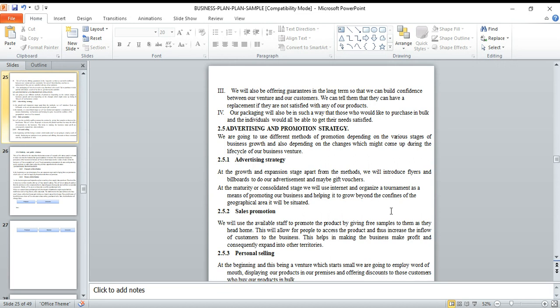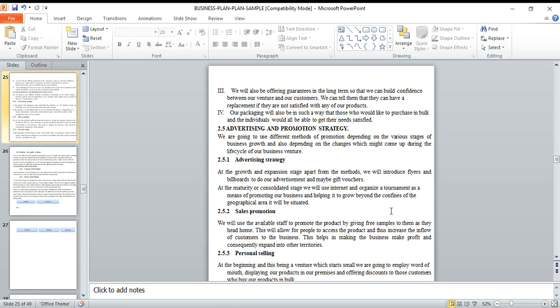Then after sales and marketing, we look at the advertising and promotion, which is also very important in every business. So how will we do this? We look at the advertising strategy, sales promotion, and personal selling. Those are the three sections through which I will be achieving our advertising and promotion strategy. Advertising strategy, that is 2.51.